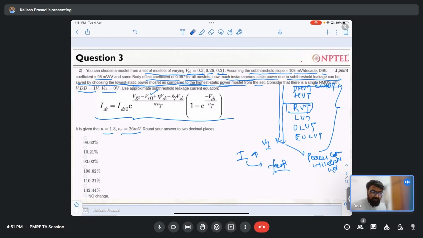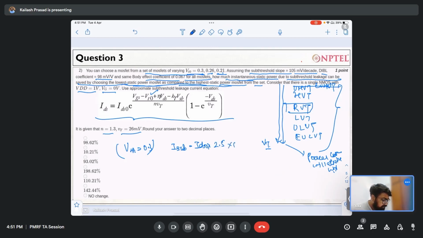So for our question, if we come back, for VTH equal to 0.3 volt, if I calculate the current, you just have to put in the formula. I_sub will be I_DS0 multiplied by the value I have already calculated. You just put in all the variables and calculate. This will be times 10 to the power minus 3. And at VTH equal to 0.21, the I_sub will be I_DS0 multiplied by 36.38 times 10 to the power minus 3.